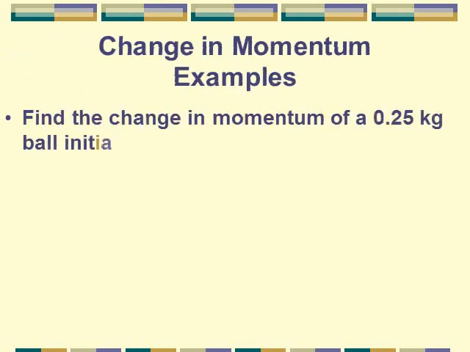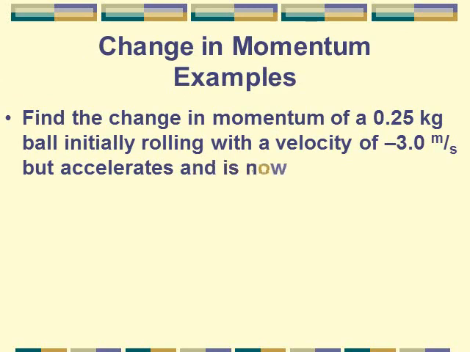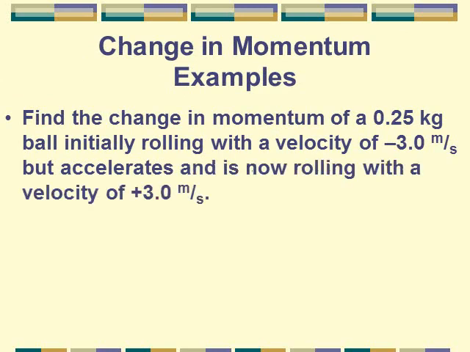In this next example, it says find the change in momentum of a 0.25 kilogram ball initially rolling with a velocity of negative 3.0 meters per second that accelerates and is now rolling with a velocity of positive 3.0 meters per second. Now, something to keep in mind here is that the direction actually matters when it comes to velocity. So the fact that we have a negative 3 meters per second here and a positive 3 meters per second does make a difference in the equation.